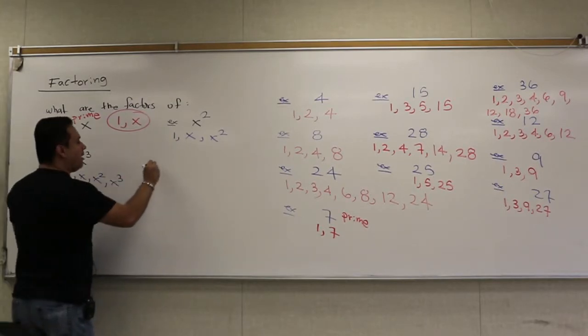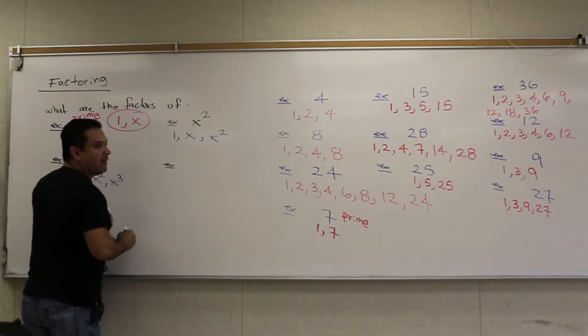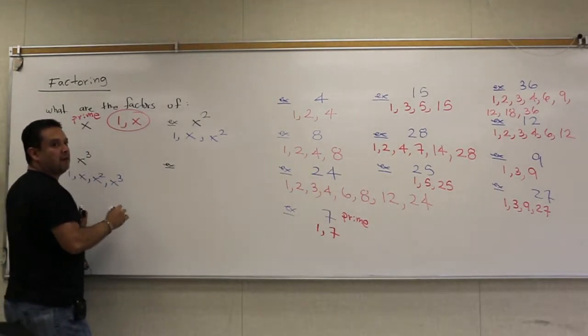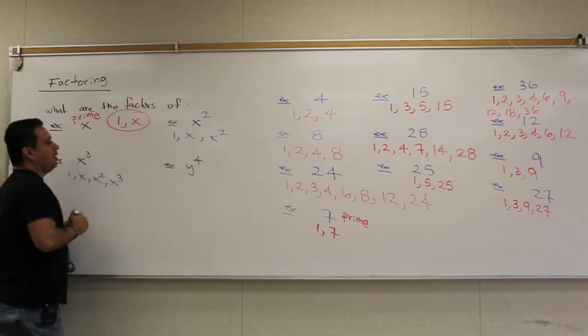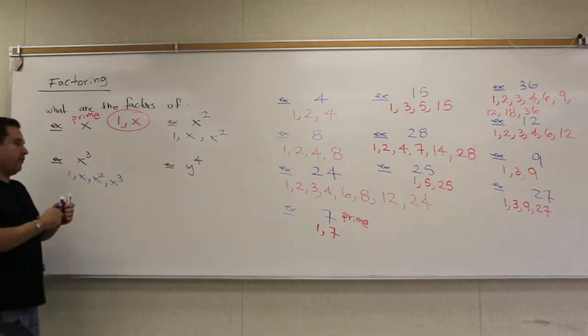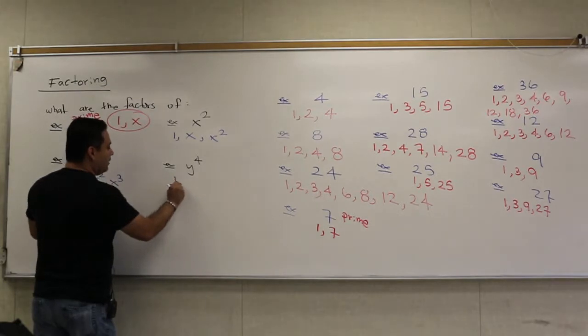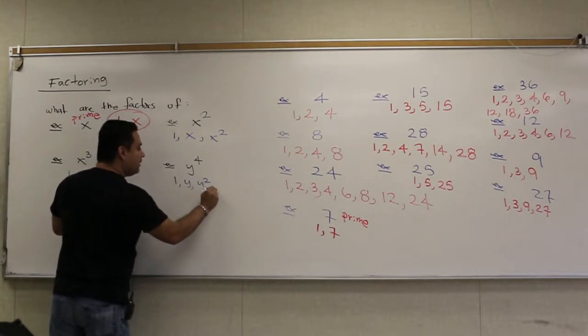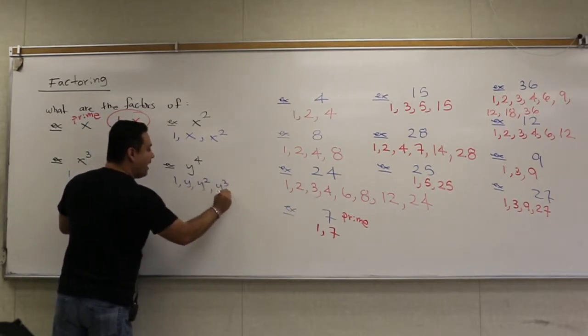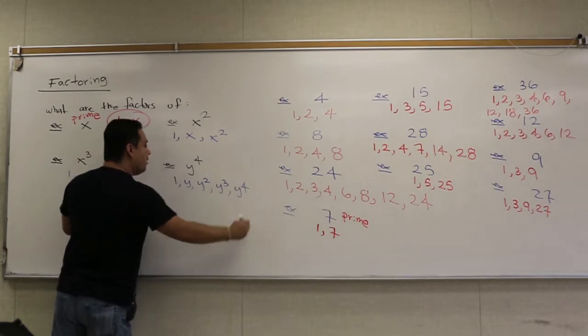How about if I change the letter? Or do you guys like the letter x? Let's do y to the 4th power. Same thing as x. Like 1. Good. Y squared. Well, don't forget y. Y, and then y squared, and then y cubed, after that y to the 4th. There you go.